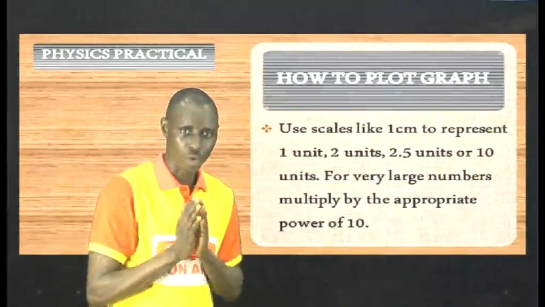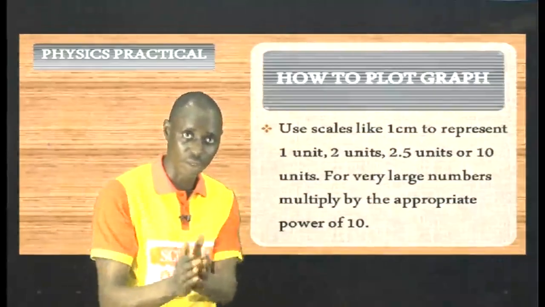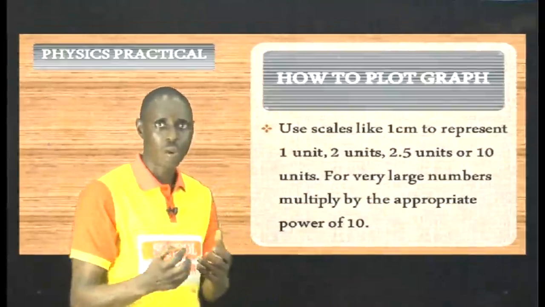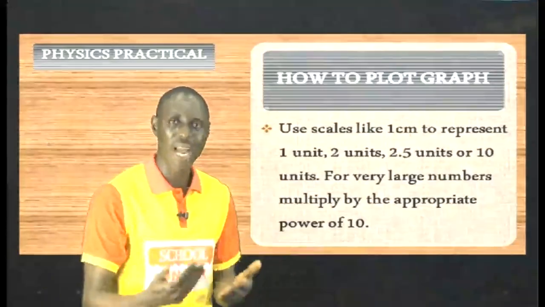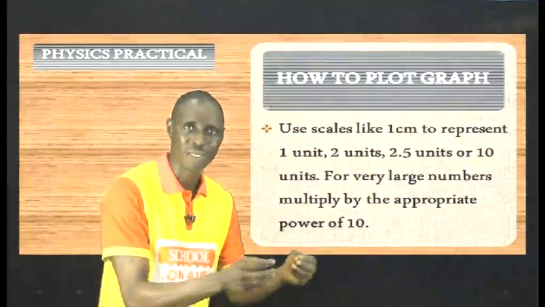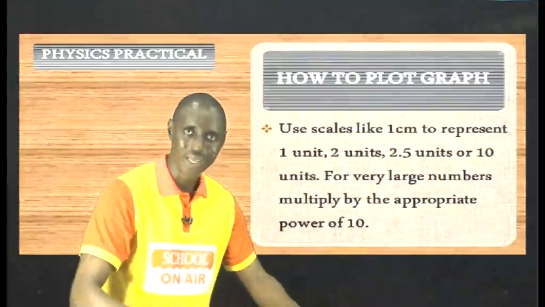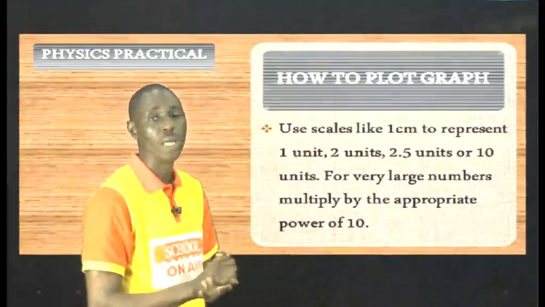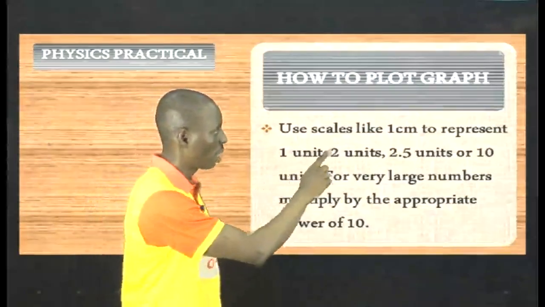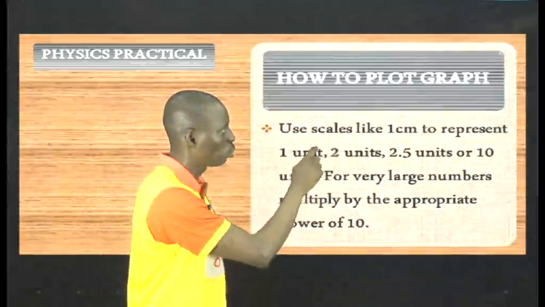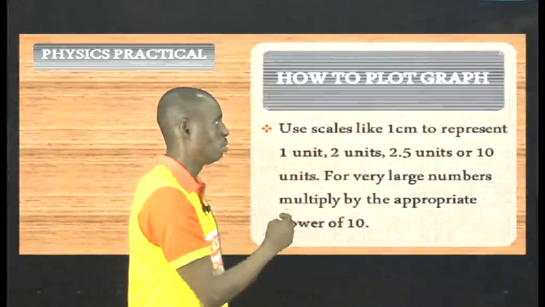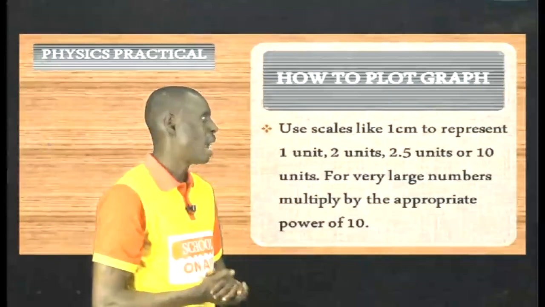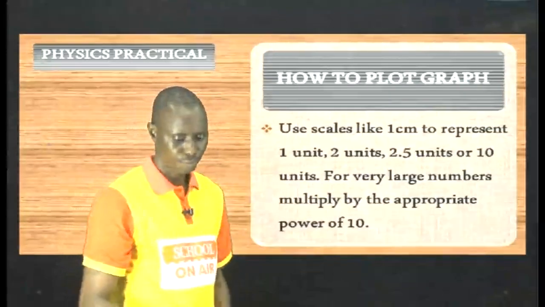So that way, your scale will take note of 23 if it's 23,000; if it's 10,000, it will be 10; if it's 40,000, it will be 40. Because obviously your scale cannot accommodate 40,000, the whole holes there will be difficult. But if you are applying this standard form arrangement, it will go a long way in assisting you. So you have to use scales like 1 centimeter to represent 1 unit, 2 units, 2.5 units, or 10 units. For very large numbers, like I mentioned, you can multiply by the appropriate power of 10.